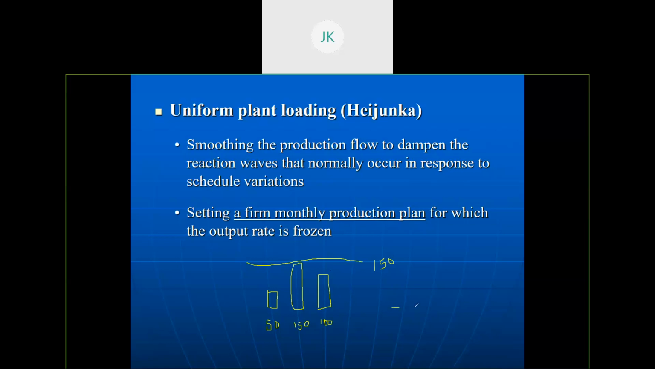But if this company schedules 100 the same, then this company needs only 100 capacity. So the rest is unnecessary capacity. Setting a firm monthly production plan for which the output rate is frozen like this, that is uniform plant loading. So using uniform plant loading reduces this unnecessary capacity.